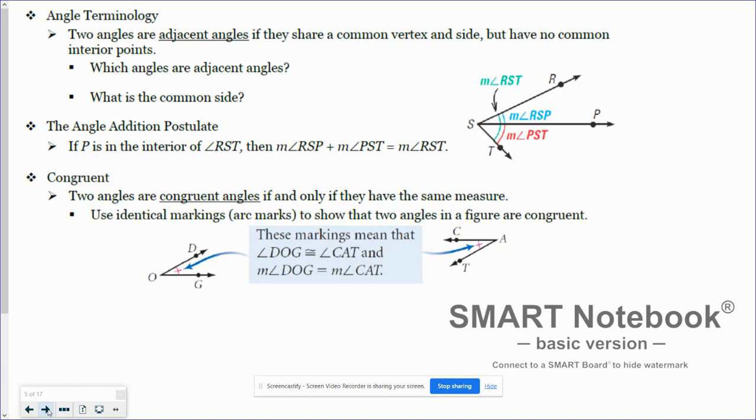Now, the angle addition postulate basically says if I add two smaller angles together, I get a new big angle. So I can say that the measure of angle RSP plus the measure of angle PST equals the measure of that big angle RST. As you know, two angles are congruent angles if they have the same measure. Look for identical markings. I call them arc marks.